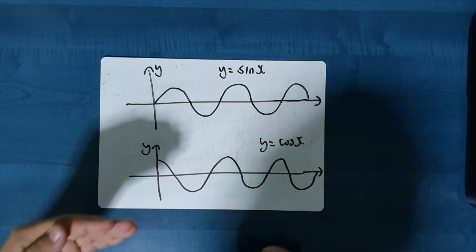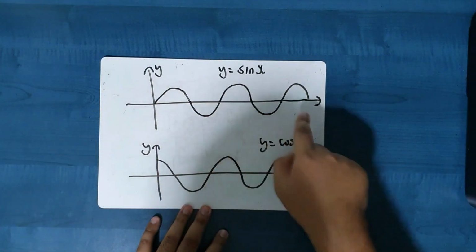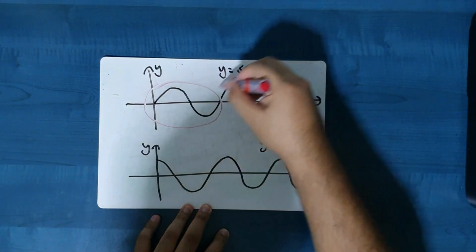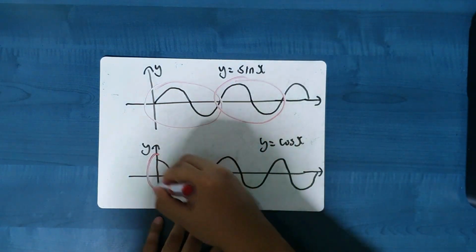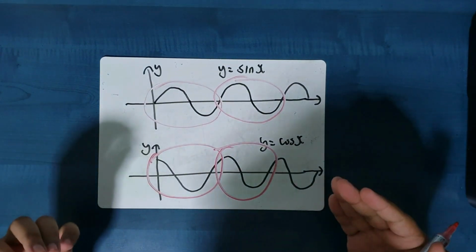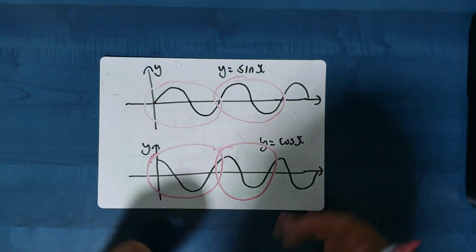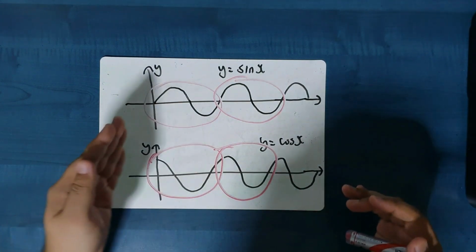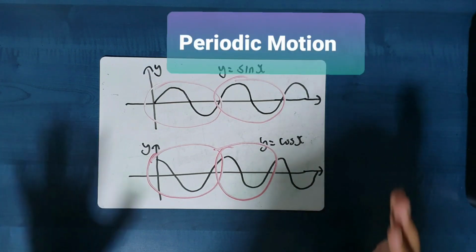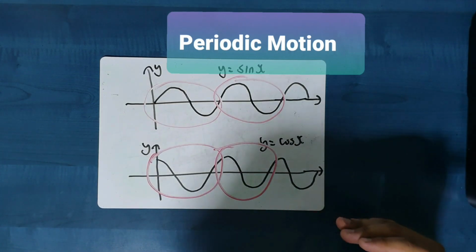What do you notice is the common property of sine x and cosine x? They are showing repeating patterns. For sine x, this is the repeating pattern. For cosine x, this is the repeating pattern. So, is there anything in nature or in real life which exhibits repeating behavior? Actually, there are a lot. And we call this repeating behavior periodic motion. Periodic motions are motions where there are repeating behaviors or repeating patterns.